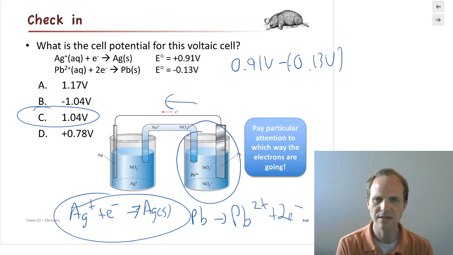Whew, that was a long one. Lots of stuff in there, lots of things to think about. But essentially, it comes down to one calculation. Cathode minus anode. Just look it up. Awesome.